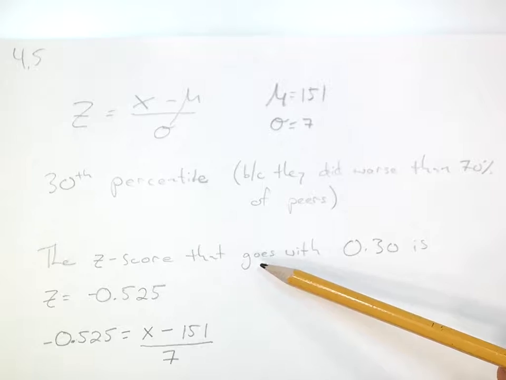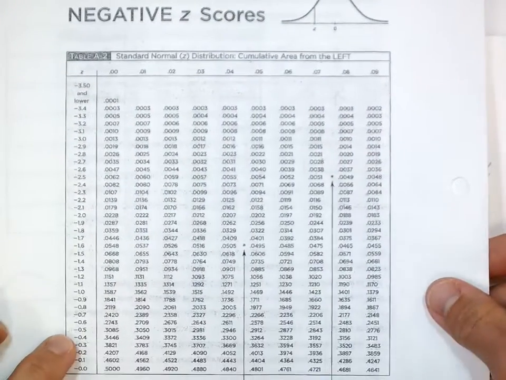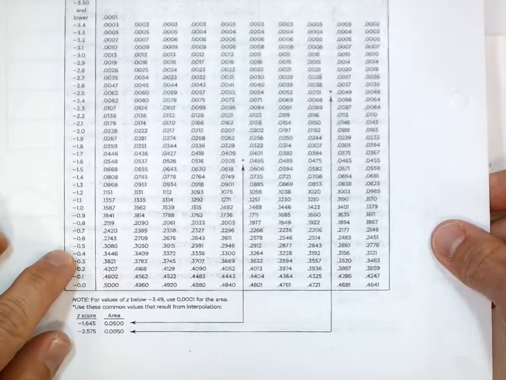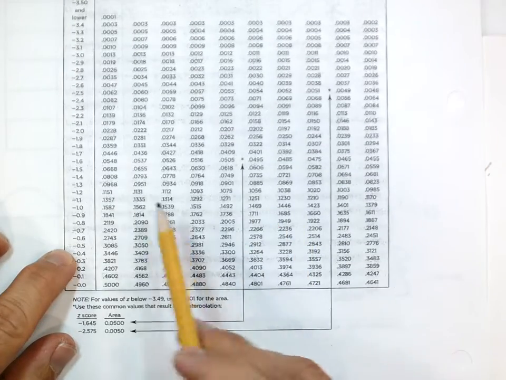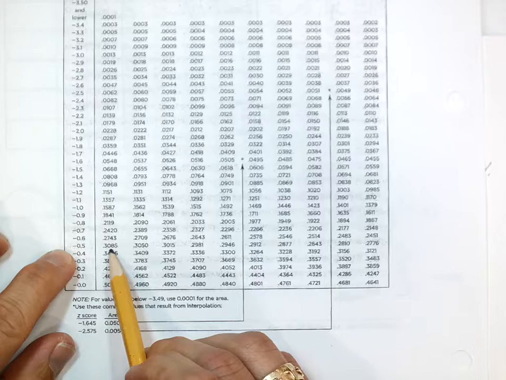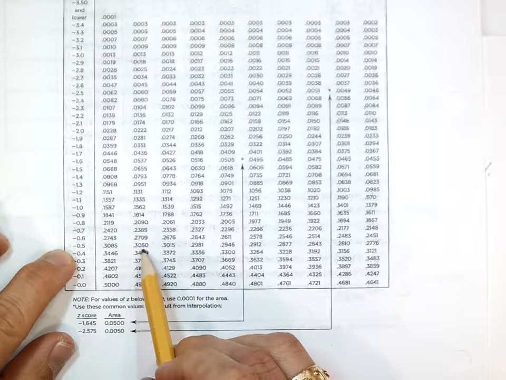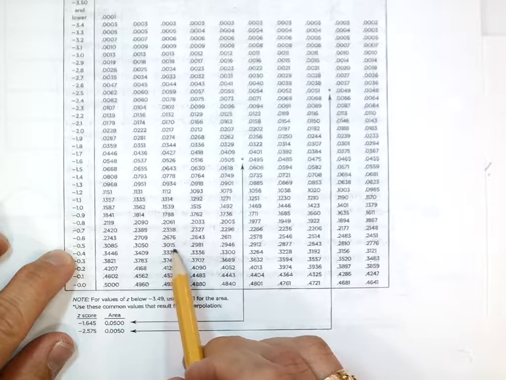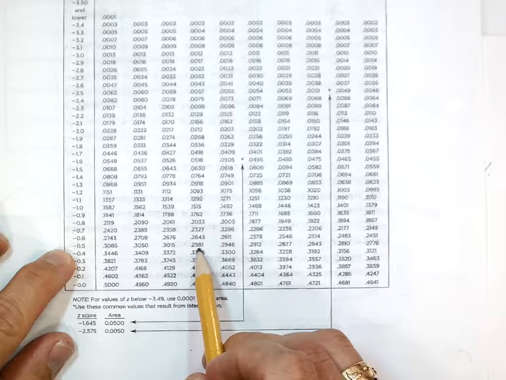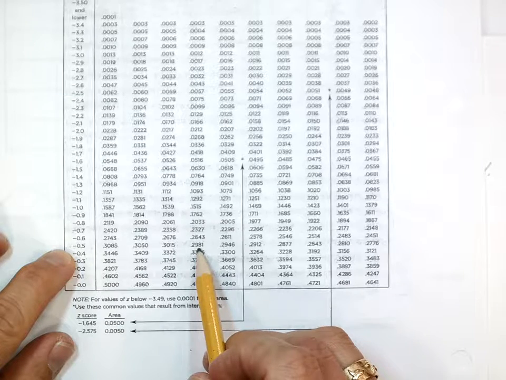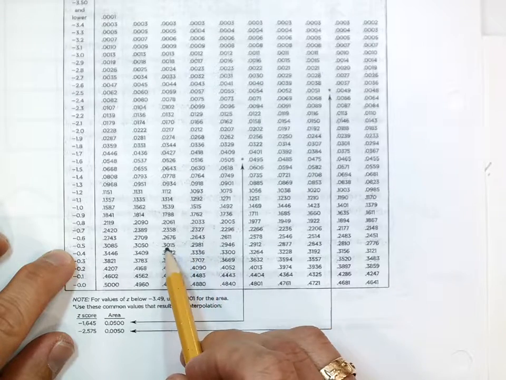So let's look that up together. Look at this. This is about 30.85%. That's 30.5%. This is 30.15%, and this is 29.81%. So there is no 30th percentile listed on this table, but it is somewhere in between these two.